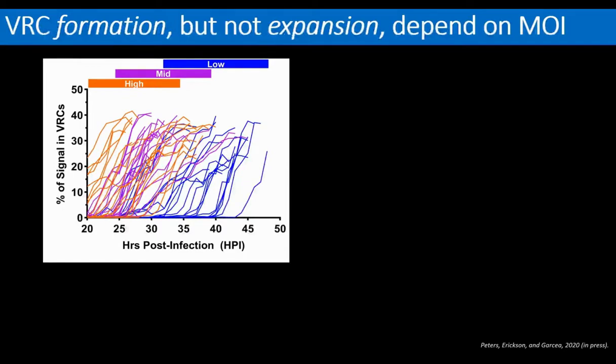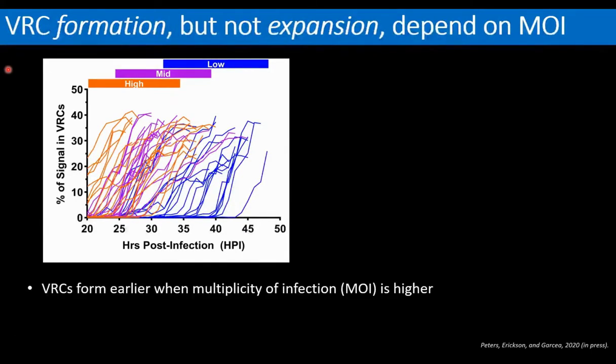One of the first questions we wanted to investigate was how the multiplicity of infection, or MOI, affects VRC formation and expansion kinetics. For those who aren't familiar with the terminology, the MOI is basically a measure of how much virus was put on the cells during infection. We found that VRCs tended to form at earlier times post-infection when the MOI was higher. So here's the percent of signal in VRCs on the y-axis and hours post-infection, HPI, on the x-axis.